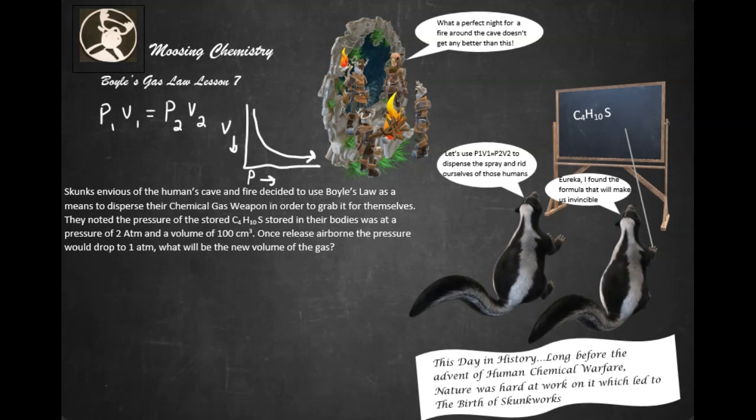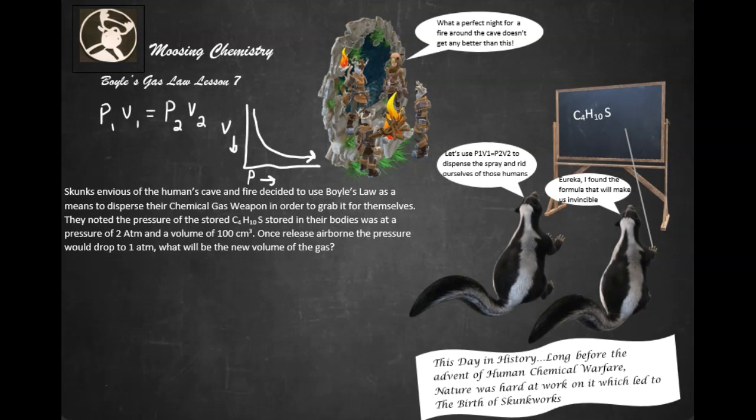So let's look at our problem. Skunks envious of a human's cave decided to use Boyle's Law as a means to disperse their chemical gas weapon in order to grab it for themselves. They noted the pressure of the stored C4H10S stored in their bodies was at a pressure of 2 atmospheres and a volume of 100 centimeters cubed. Once released airborne, the pressure would drop to 1 atm. What would be the new volume of the gas?